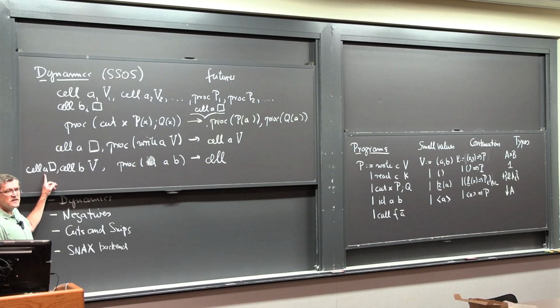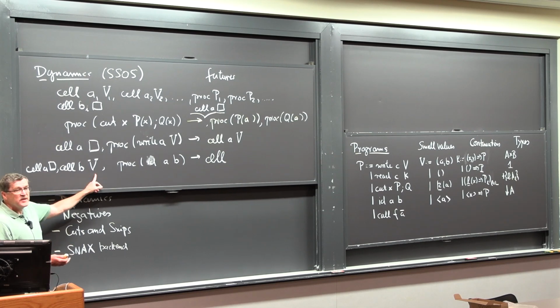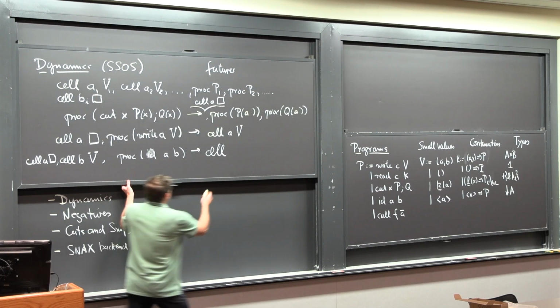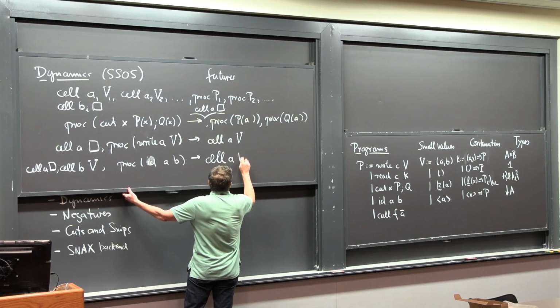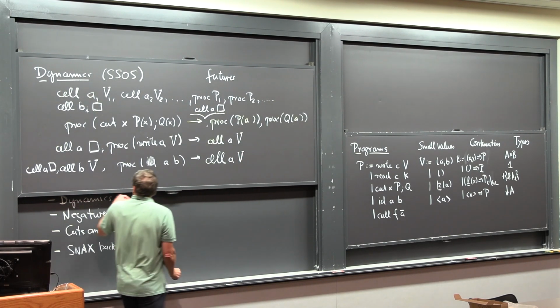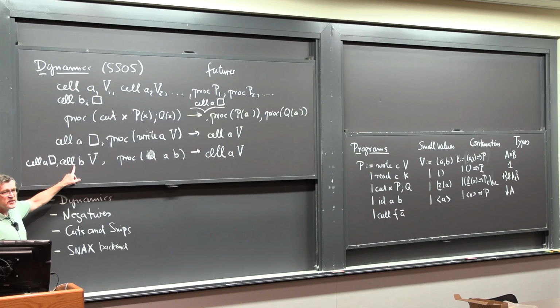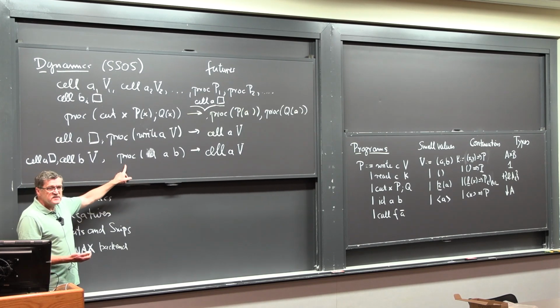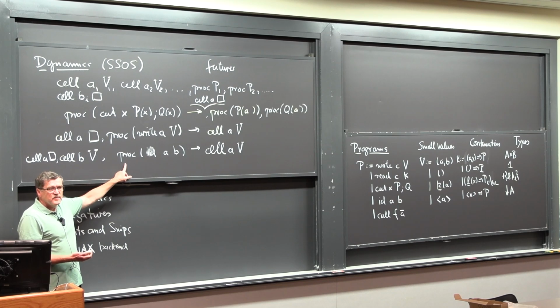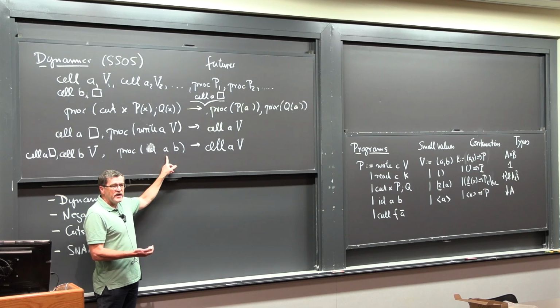The cell A now contains V because I moved things from B to here. So now I have cell A contains V. And what about this cell? I deallocate that, because I'm assuming for the moment things are linear, so this will be deallocated, right? So it disappears. What about this process? It also disappears. It's done its job by writing to A, right?